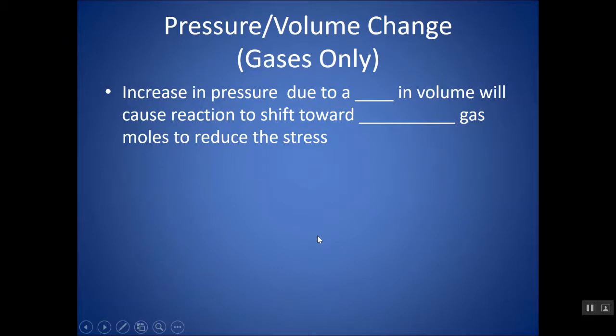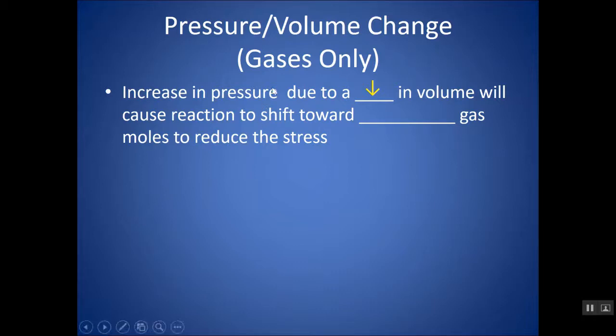Okay. The last kind of stress is pressure and volume changes, and this is only going to affect gas reactions. If you remember the ideal gas law, PV equals nRT, increasing the pressure is the same thing as a decrease in volume. So sometimes questions might say increase in pressure, sometimes they might say decrease in volume, and it's the same stress.